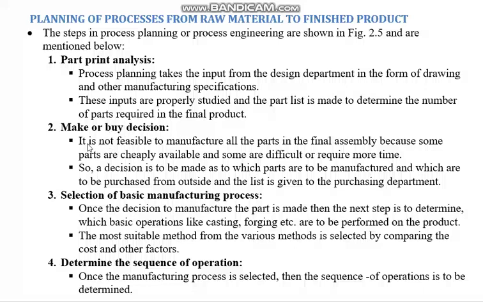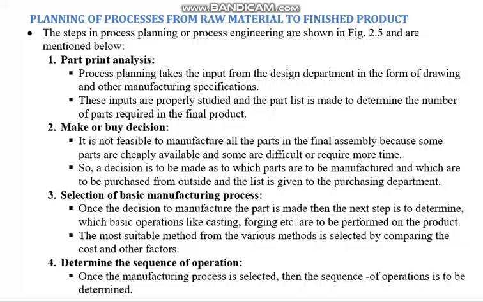Okay, let us see what they are saying here. It is not feasible to manufacture all parts in the final assembly because some parts are cheaply available and some are difficult or require more time. Some things are easily available if you just go to the hardware shop and ask, give me this number of bolts, and they will give. What is the point in sitting and making them? There is no point. Such things should be bought. You should not be making those things when they are cheaply available, and some things are very difficult and require more time.